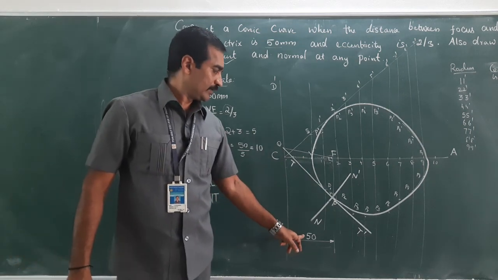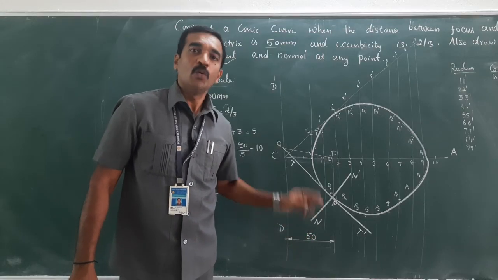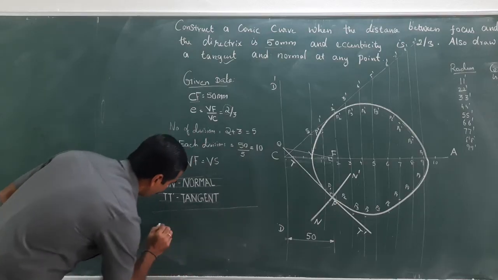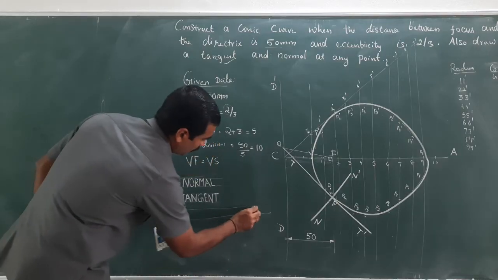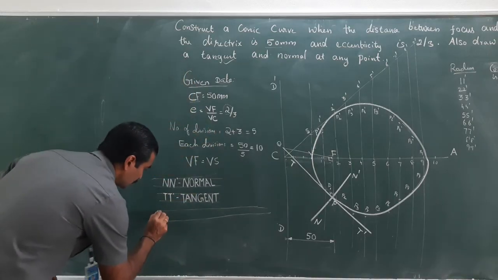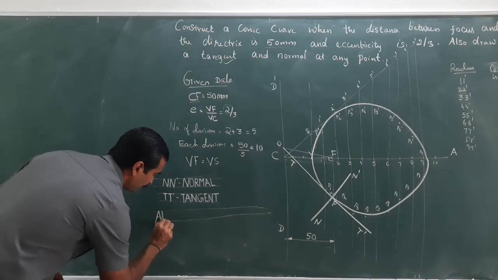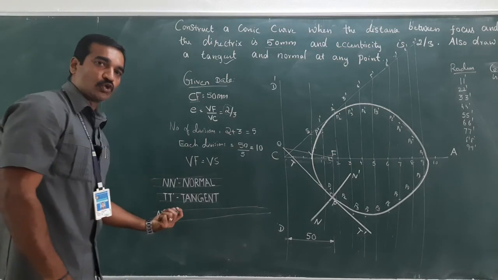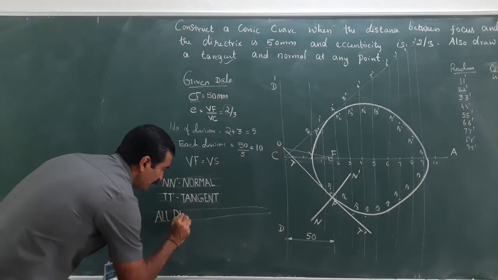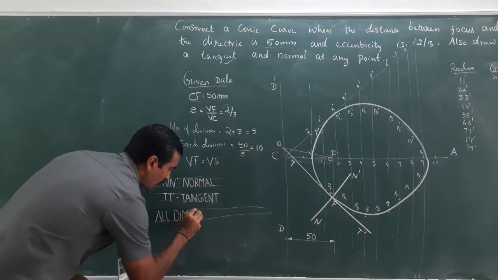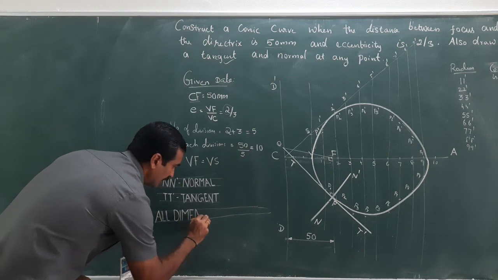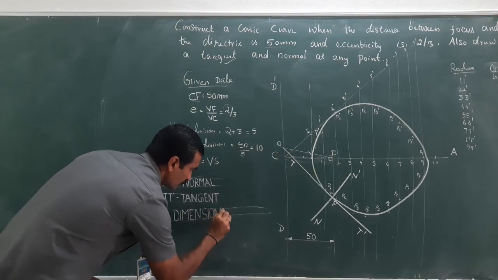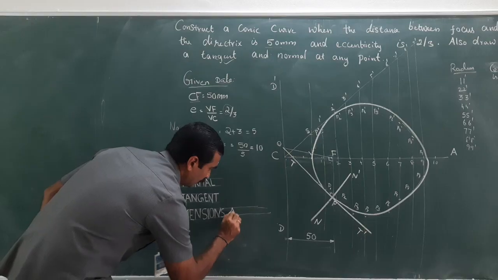I have mentioned the dimensioning here, 50 mm. What is the unit of it? So that is, all dimensions are in mm. Let me write it here. All the gap between words should be minimum 3 mm. So, all dimensions are in mm.